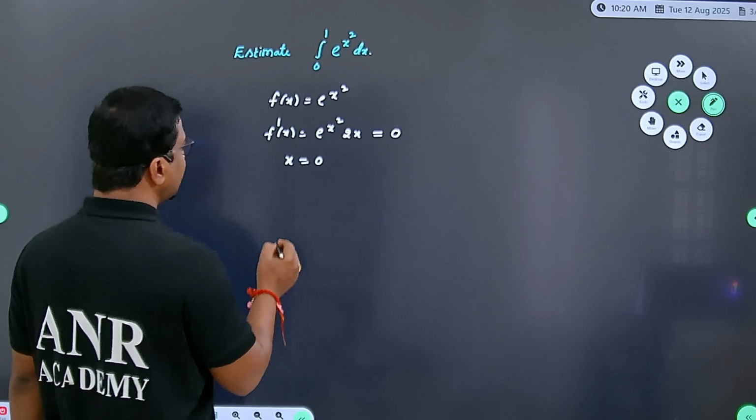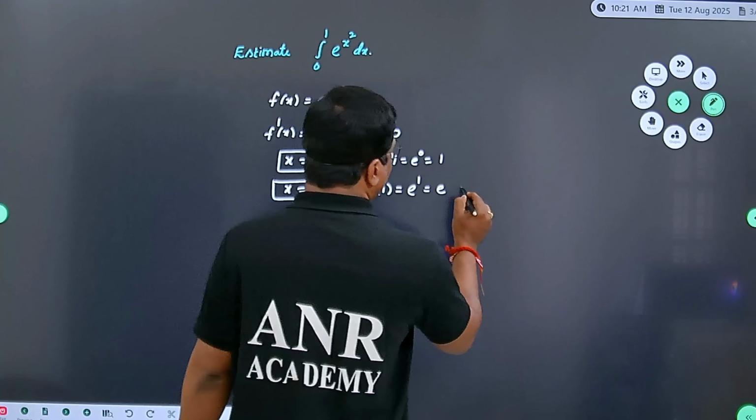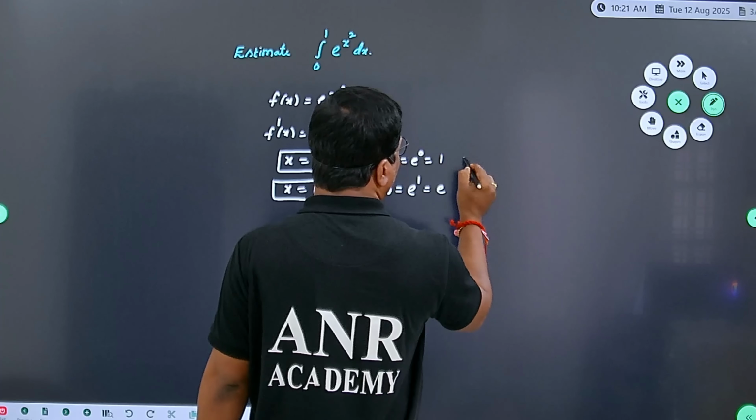Particularly at x equal to 0, the functional value becomes e power 0, that is 1. Next, at 1 it is e power 1, that is e. The points are x equal to 0 and x equal to 1. The maximum of maxima is capital M, the minimum of minima is small m, you have to select. So this is the maximum value capital M and this is small m, e value approximately 2.718.